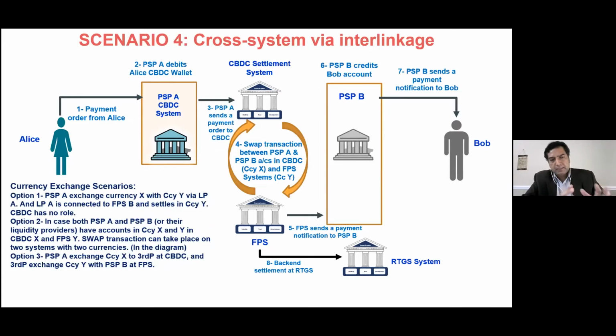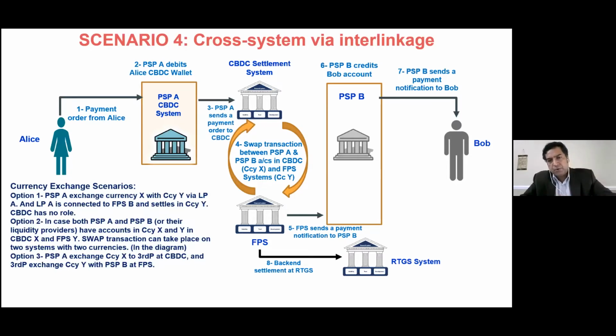You have Alice's payment service provider connected to the CBDC system. So Alice is using her CBDC account and is able to make a transaction to Bob by the CBDC system connecting onto the fast payment system, and in some sense doing some kind of a swap arrangement between the CBDC system and the fast payment system. So basically, what I'm trying to show here is there are different ways of achieving this.